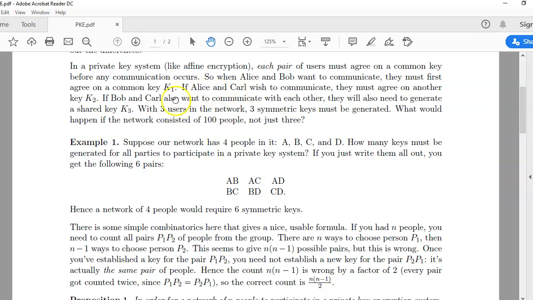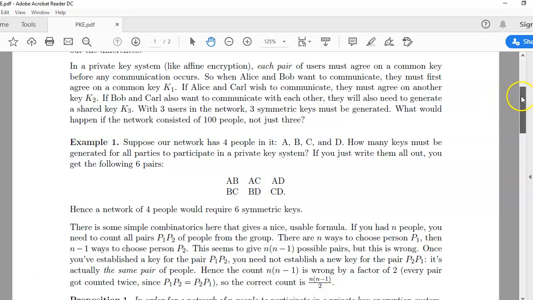So they have to generate a different key, K2. But then what about Bob and Carl? Bob and Carl also need their own key. And so that generates another shared key, K3. And so with three people in your network, three symmetric keys must be generated. So the question would be, how would this scale up, right? Three people is not a reasonable size or a realistic size of a network. What if you have 100 people on your network, or 250 people on your network, or 1,000,000 people? How would it scale, right?